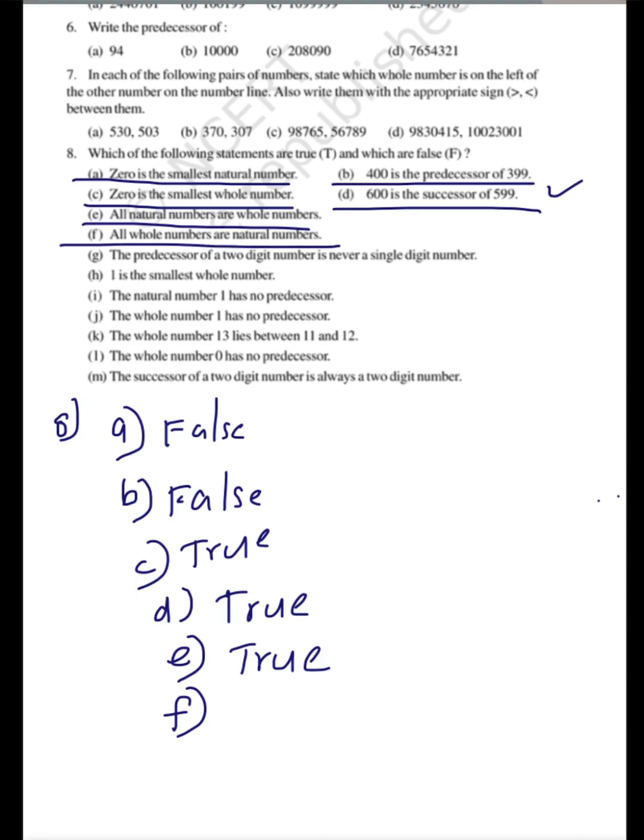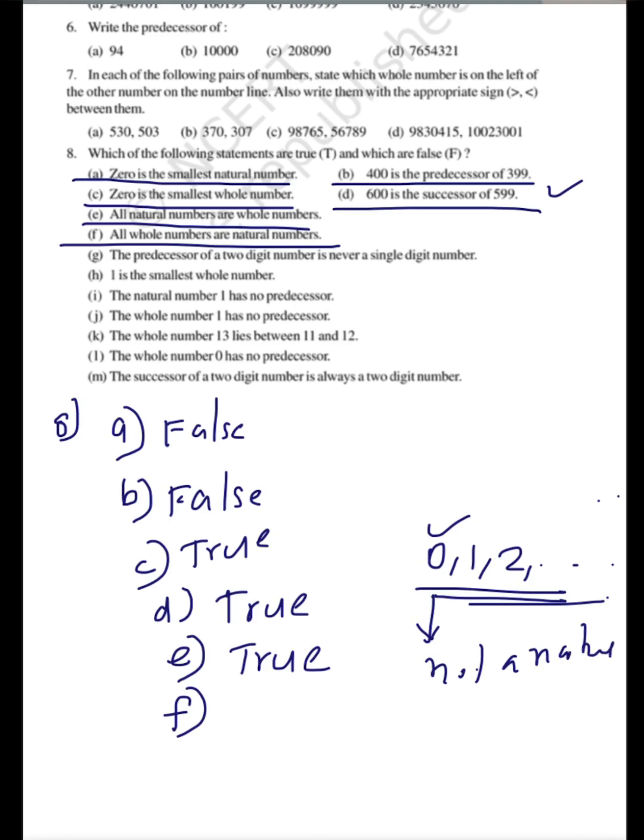What is F here? All whole numbers are natural numbers. Whole numbers means 0, 1, 2, 3, etc. So the statement says each and every whole number is a natural number, but that is wrong. Why? 0 is present inside the whole numbers, but 0 is not a natural number, so this statement is false. So F is false.